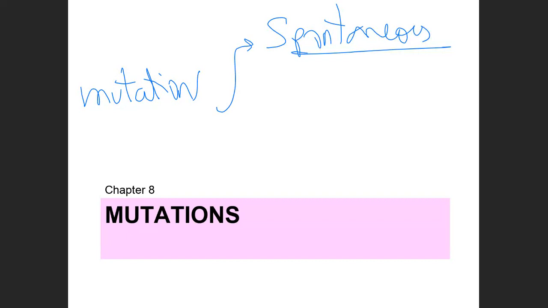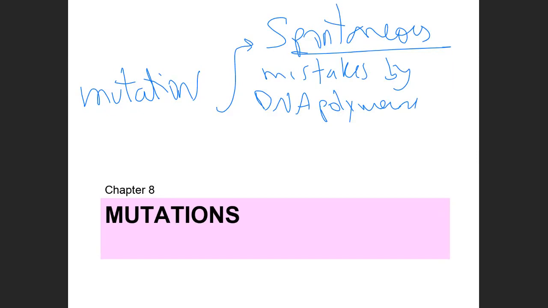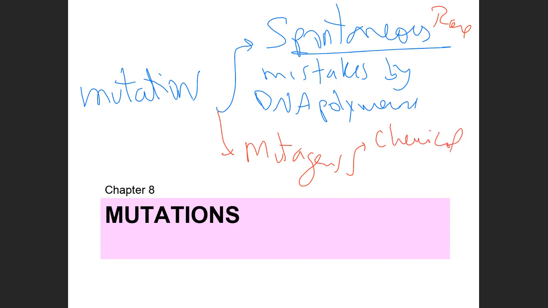Spontaneous mutations are mistakes by DNA polymerase. Because DNA polymerase does not make mistakes very often, these are extremely rare events. The other mutations come from mutagens, which can be chemicals or radiation. These are not rare events. They are a lot more common, by factors of 1,000 to 100,000, compared to spontaneous mutations.